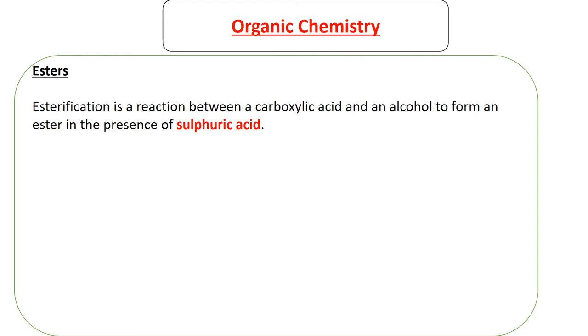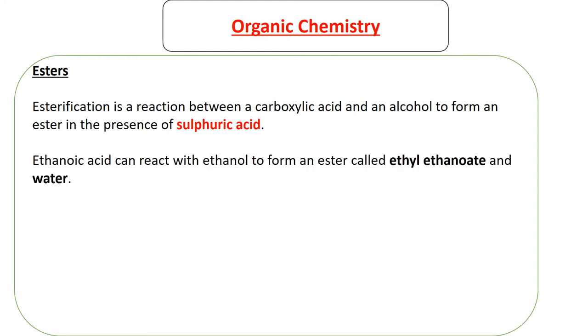The definition is, it is a reaction between a carboxylic acid and an alcohol to form an ester in the presence of sulfuric acid. So the definition has this part, which is presence of sulfuric acid. So what is the importance of sulfuric acid in this process? The importance I'm going to emphasize later. What you can keep in mind now is that sulfuric acid is a drying agent. So that's where you see the connection between the formation of esters and the need for a drying agent. So ethanoic acid can react with ethanol to form an ester called ethyl ethanoate, and water.